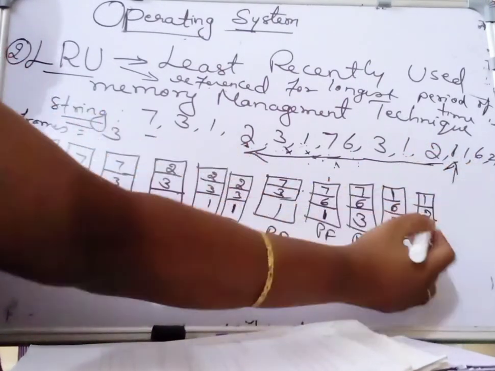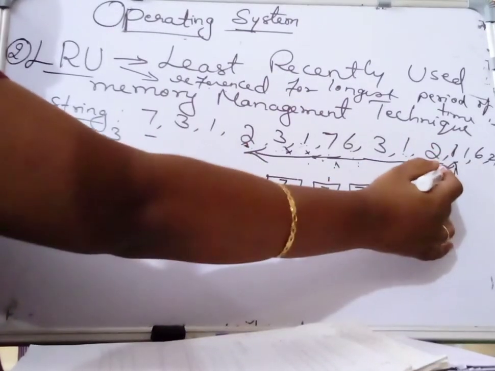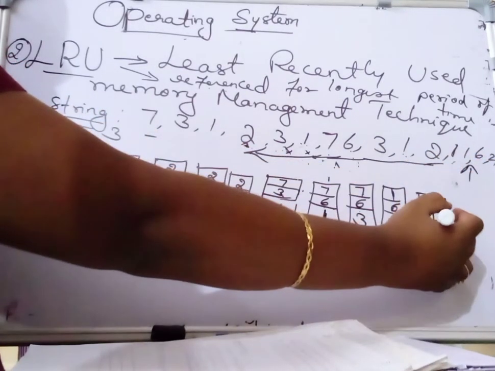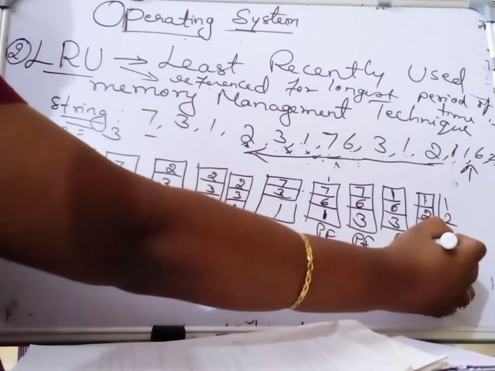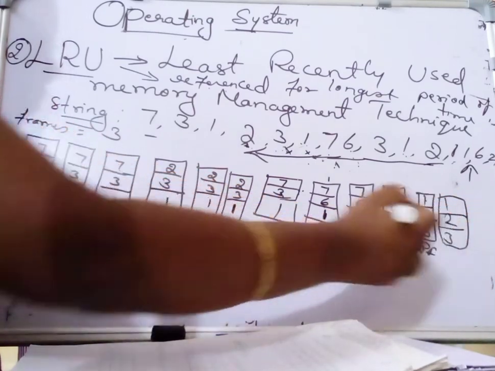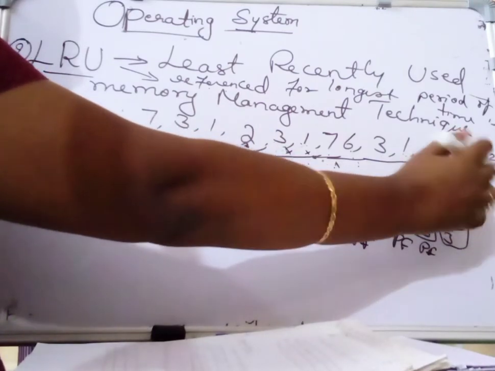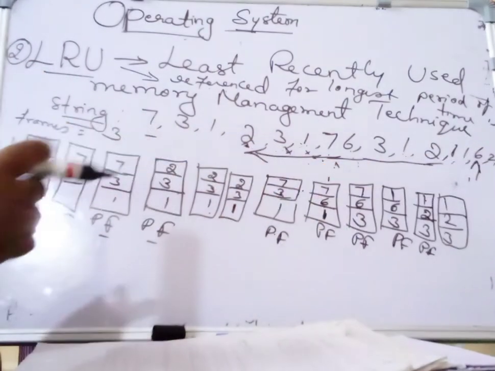1. See, 1 is already there, so it is not a page fault. So leave it as it is. Again you have 1, 1, 2, 3. It is not a page fault. The same sequence is repeated, so no page fault. Then what is the next sequence? 6. Now I should bring 6 into memory.